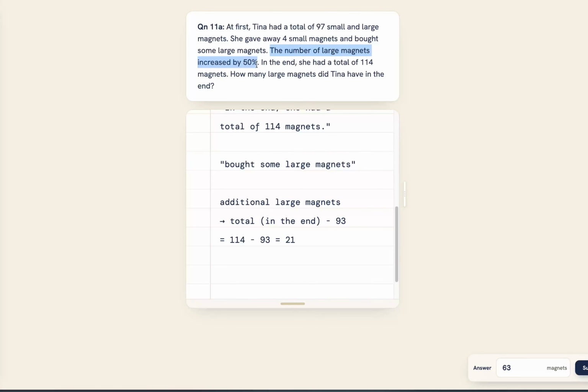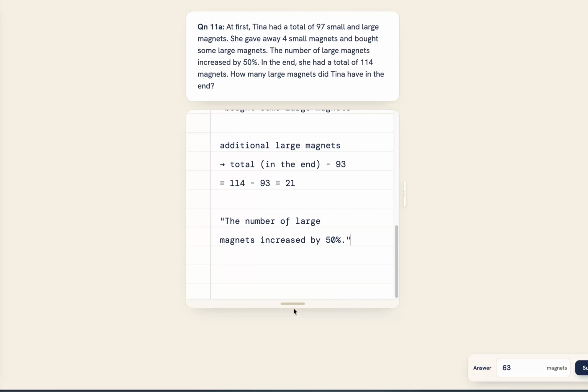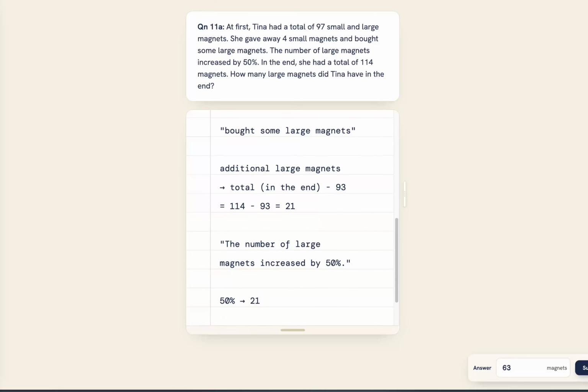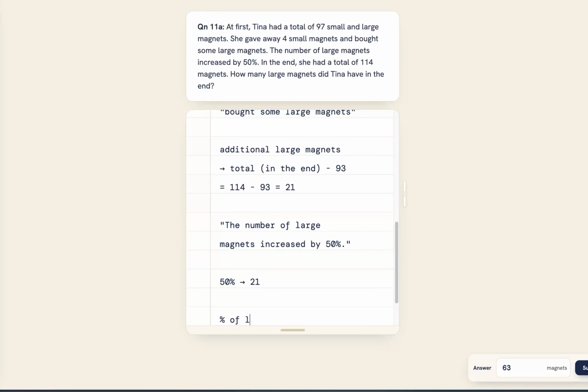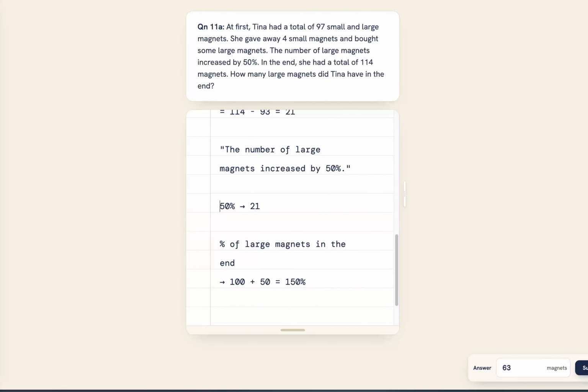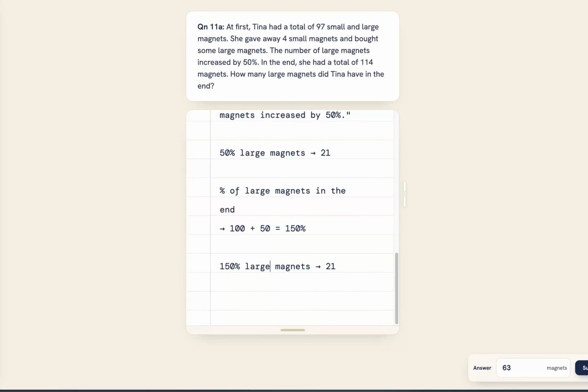So from here we also know that the number of large magnets increased by 50%. Meaning 50% is equal to 21. So how many large magnets does Tina have in the end? The percentage of large magnets in the end is equal to 100 plus 50, which is equal to 150%. So 100% is the large magnets at first, and 50% is the increase. So 150% will then be equal to 21 divided by 50 times 150, and this will be equal to 63. There you go. So that's the answer.